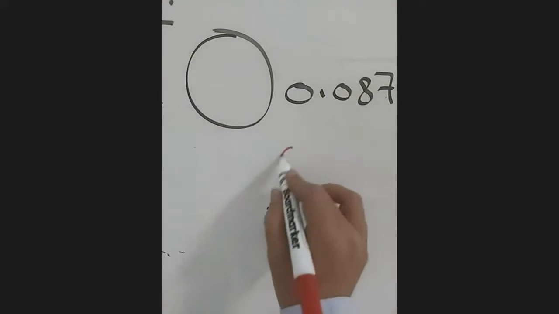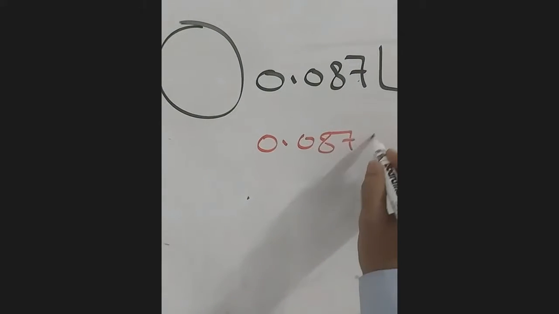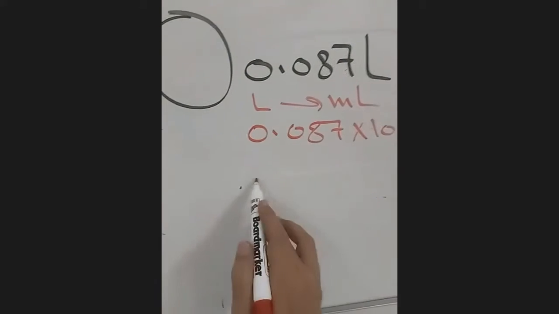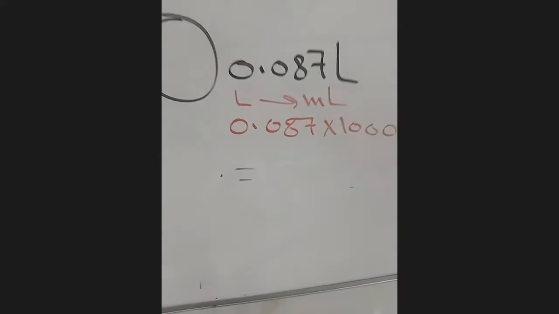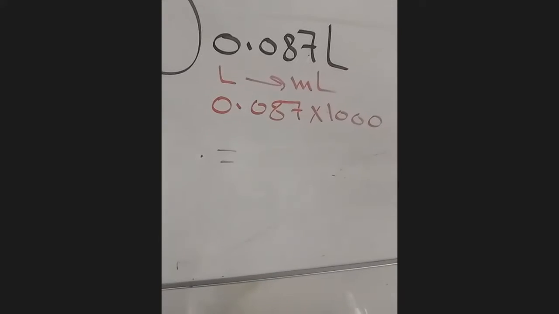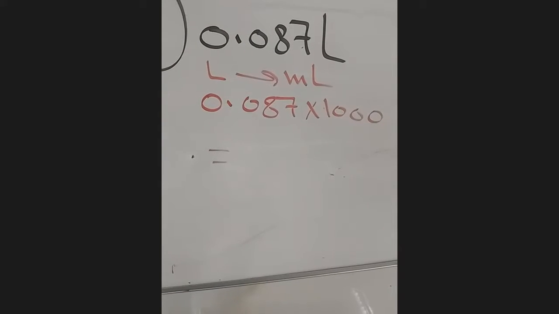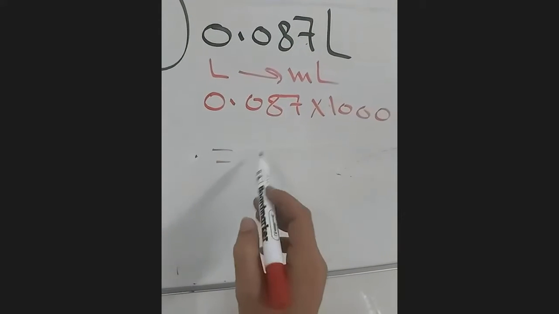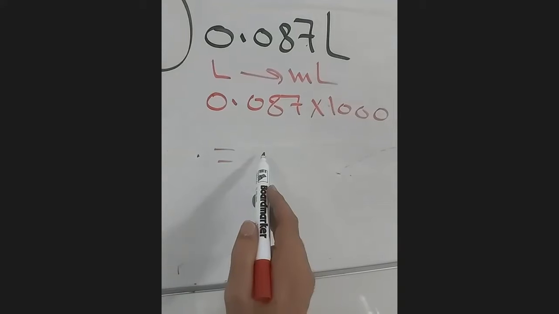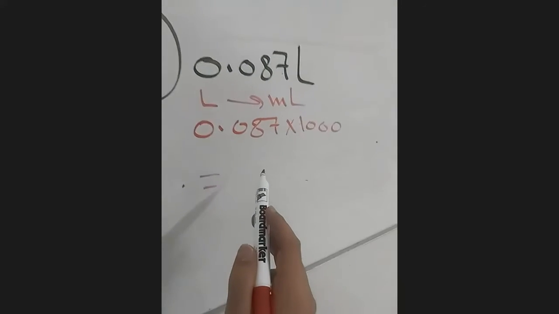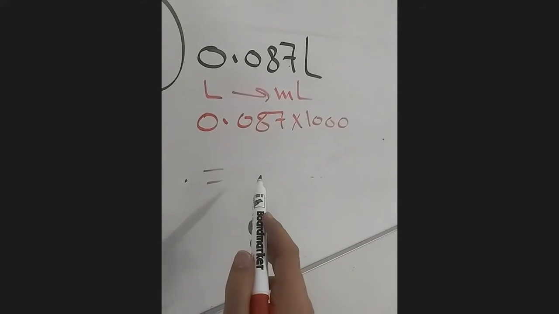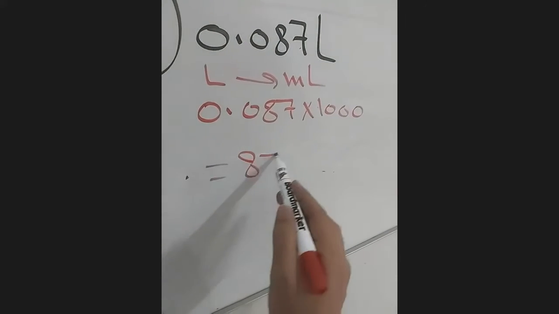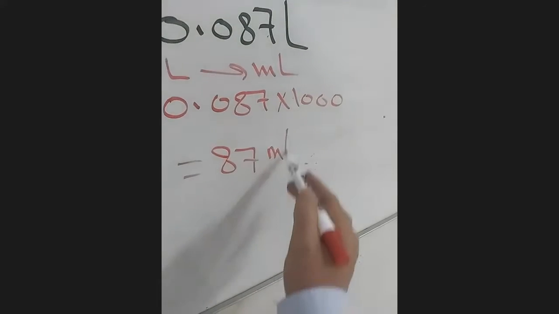0.087 multiply by 1,000. I'm turning the liter to milliliter. How do we multiply here? We will move the decimal to the right 3 times, 3 digits. It will be here. So what's the answer? 87. 87 what? Milliliter.